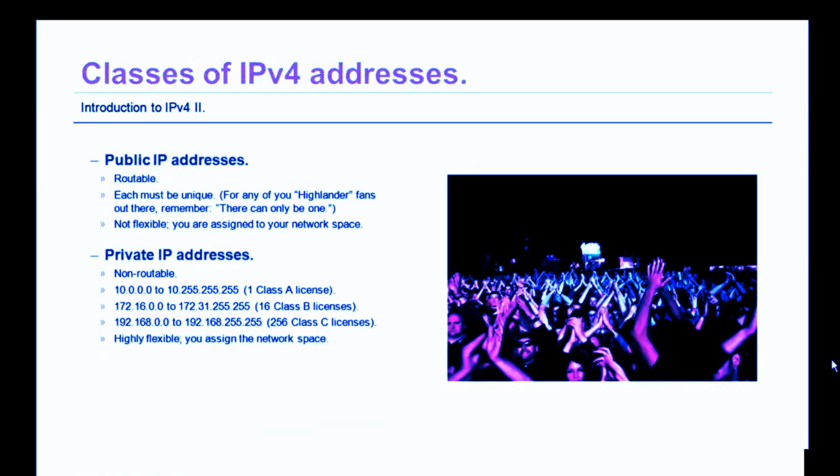So one of the first methods that they used to conserve the IPv4 address space was they broke them out into public and private IP addresses. Public IP addresses are routable. And being routable means that each public IP address is unique. There can only be one. Now, public IP addresses are not flexible. You are assigned to your network space. You're not really given a choice what your public IP address is going to be.